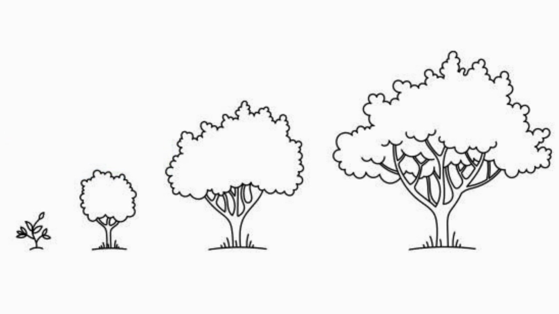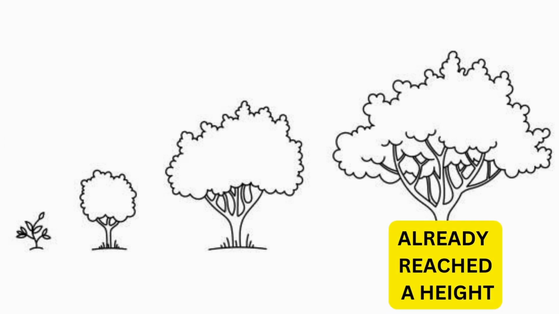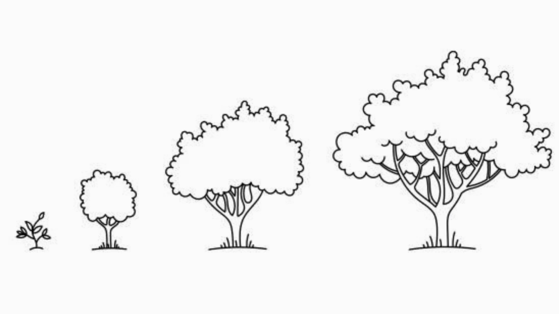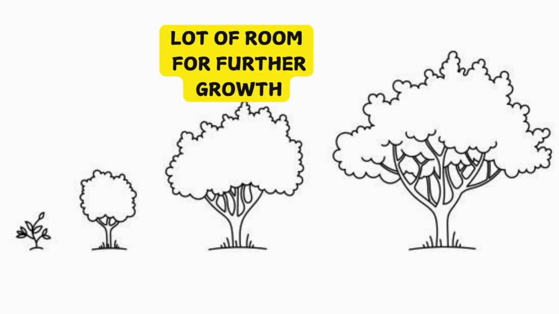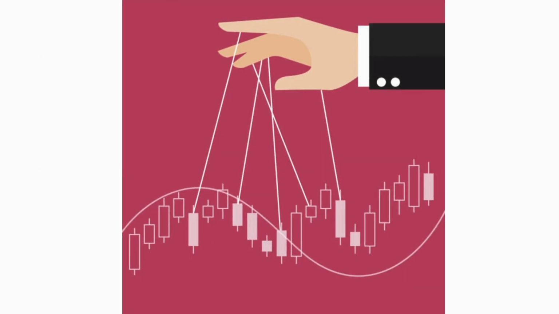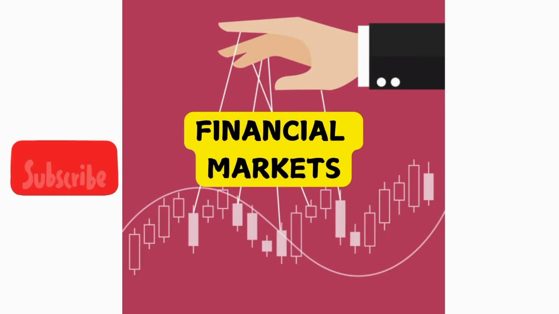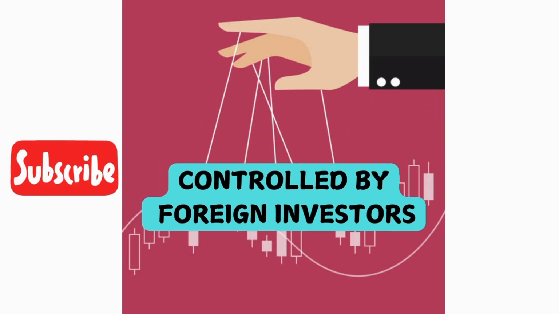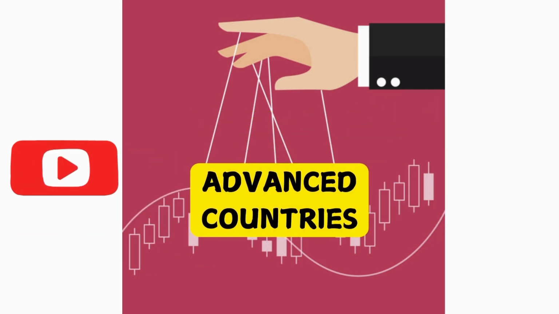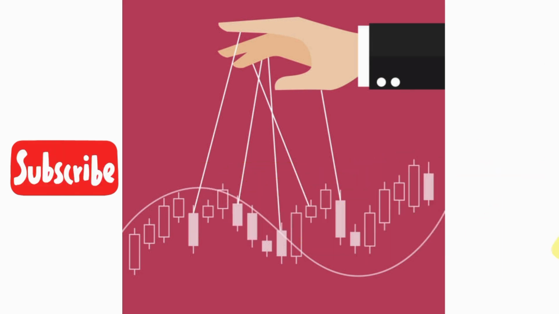This same theory applies to both advanced countries and developing countries. As advanced countries have already reached a height where there is little room for further growth, these countries try to invest their funds in developing countries' stock markets as there is a lot of room for further growth in developing countries' stock markets. This tells us that financial markets of developing countries are controlled by foreign investors of advanced countries, as they have huge capacity to invest billions of dollars in the stock markets of developing countries.